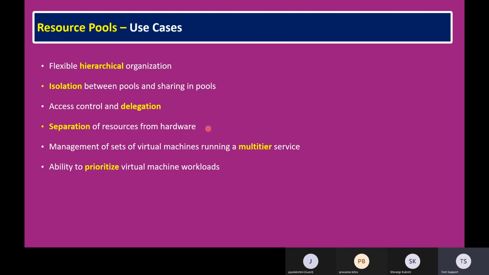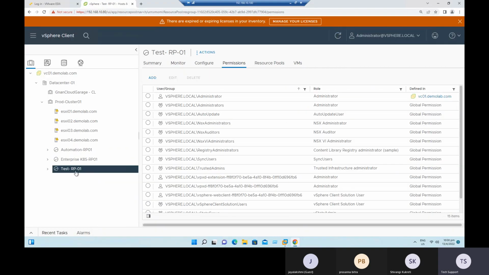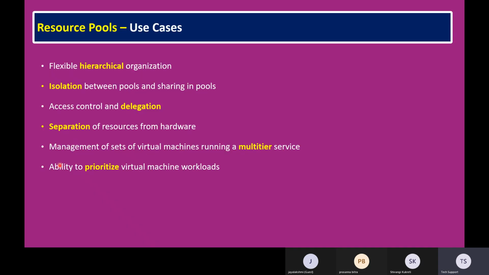And separation of resources from hardware, we can also assign. And the management of sets of virtual machines running a multi-tier service. Multi-tier means within the test VMs, if you want to set tiers like web, app, DB child resource pools, we have a facility to set them. And the ability to prioritize virtual machine workloads, we can also prioritize all the virtual machine workloads.